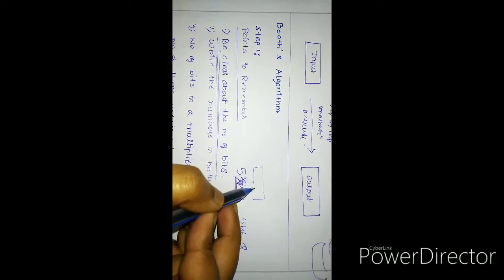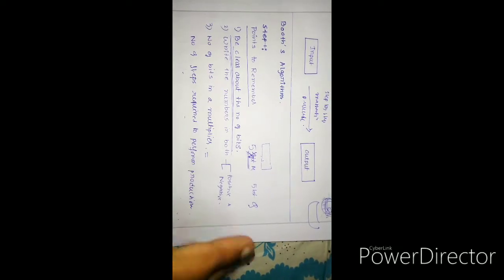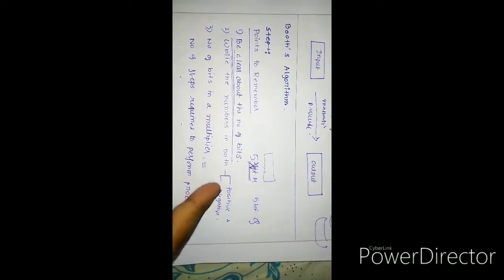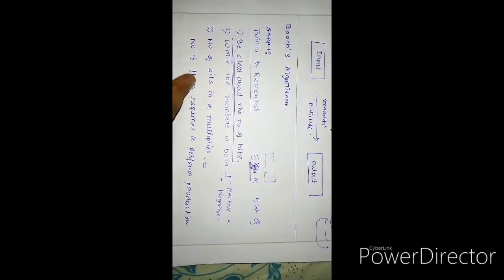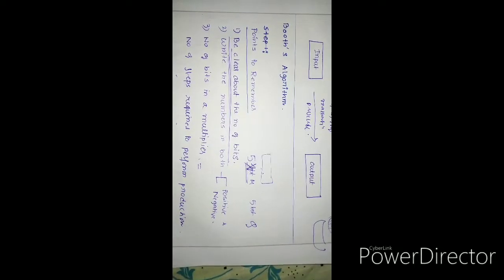Okay. Before I start Booth's algorithm, guys, be very patient. From now, just give me 10 minutes. I will clear all your doubts, but listen very carefully. Be very clear about the bits. Write the numbers in both positive and negative. The number of bits in the multiplier equals the number of steps required to perform the multiplication. Now come to the main topic.